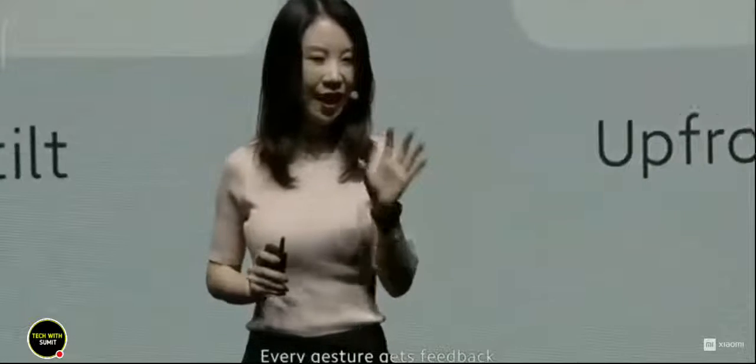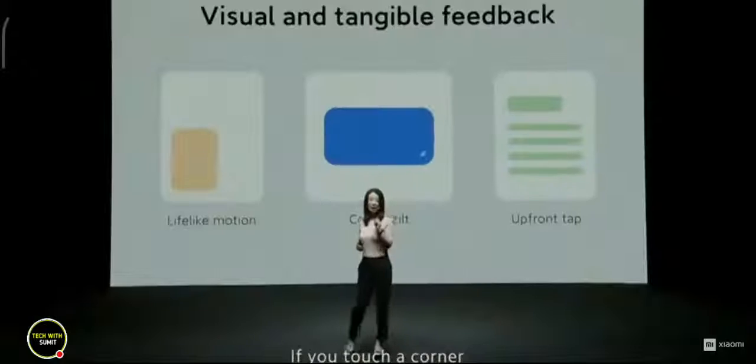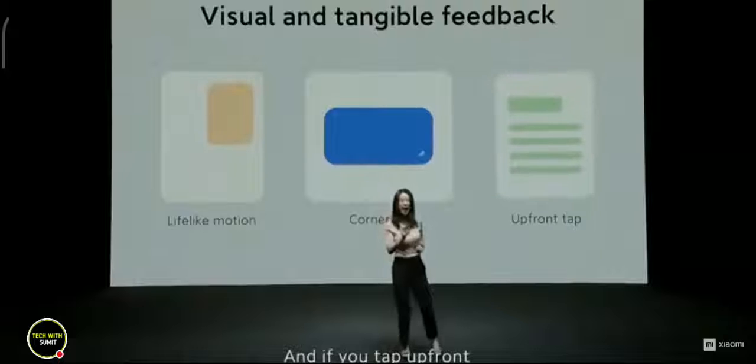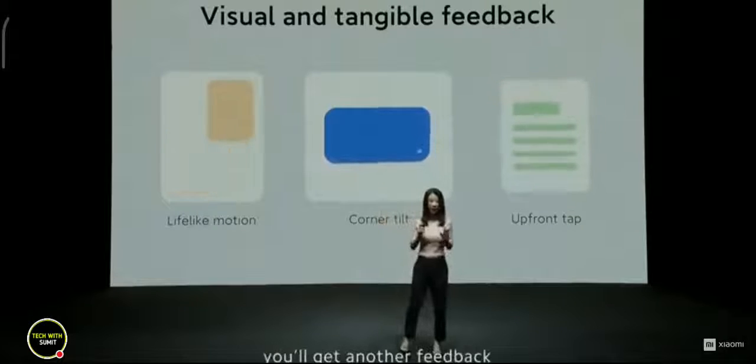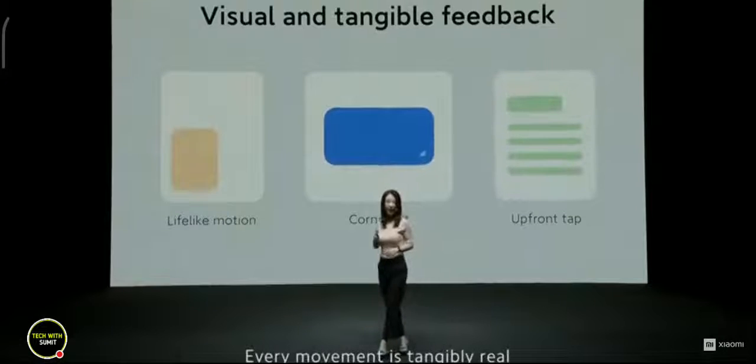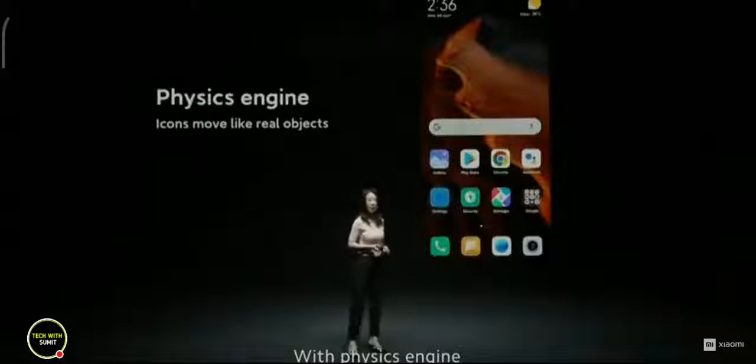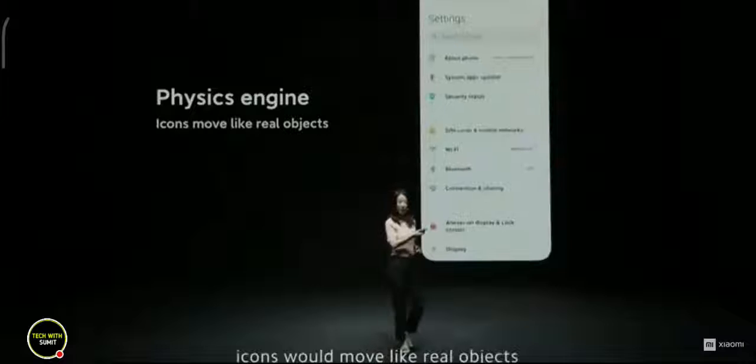Every gesture gets feedback. If you touch on the corner, it will get a response from the corner. And if you tap on the front, you will get another feedback. Every movement is tangibly real. With physics engine, icons would move like real objects.